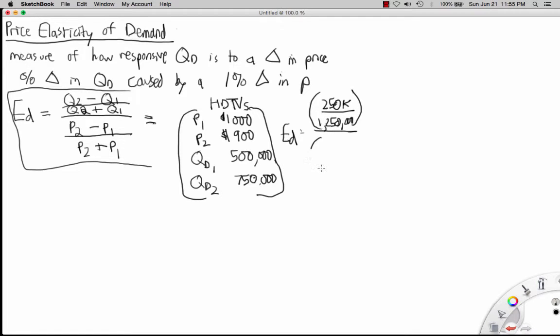And then below, we're just going to have negative 100, right? Remember, the new price is the lower one, since they dropped the price in this instance. And then below, we're going to have 1900. Luckily, this is fairly straightforward. This is just going to be 1/5, 0.2, and then this is going to be negative. Remember, don't forget the negative sign there. Negative 1/19.